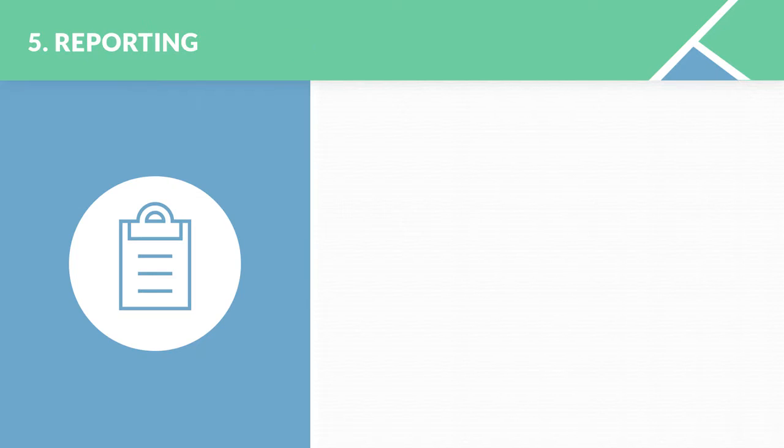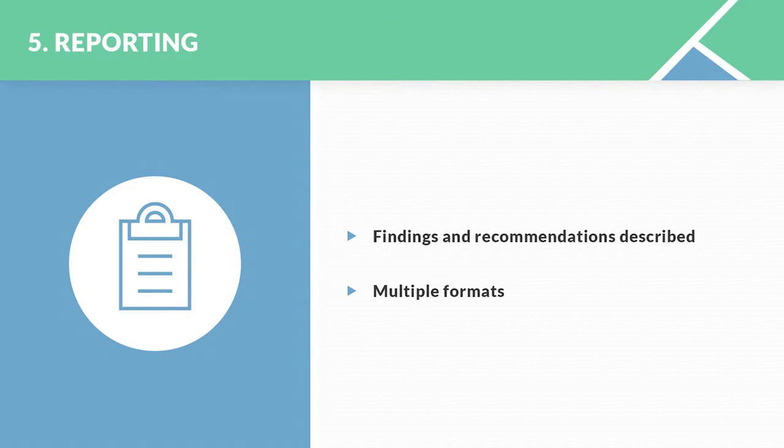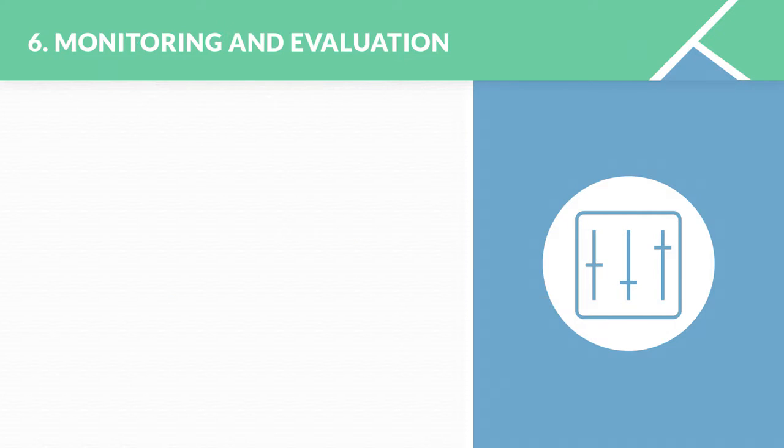The reporting step is where the process, findings, and recommendations are described for both decision makers and stakeholders. It can take multiple forms, from a detailed technical report to public testimony before a decision-making body. Finally, monitoring and evaluation tracks the process, impact, and outcome of the HIA.